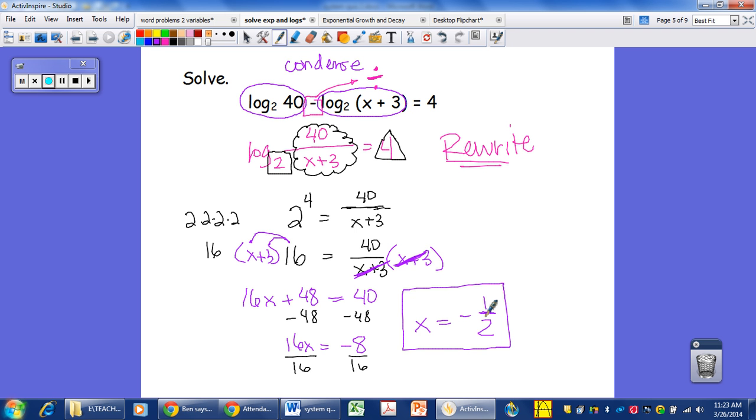Okay, so checking our answer, because it's negative, if we plug negative 1/2 in here, we still get a positive 2.5, which is fine. We can take the log of a positive, but we cannot take the log of a negative. So that checks out. So when you have logs on one side, you need to condense them and then rewrite them as an exponential.